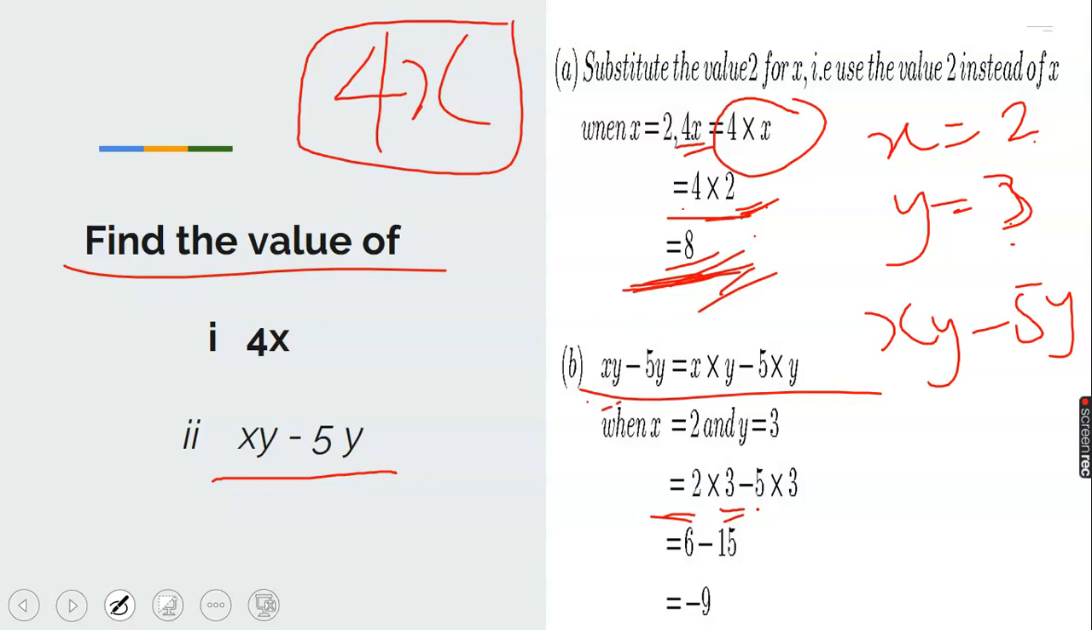What do you have next? Y. That is 5 times what? What is the value of y? 3. Good. That means 5 times 3. Now, look at 6 minus 15. From our knowledge of directed numbers in our previous classes, we know that when a small number is subtracting a larger number, our answer will be negative. Where you use your number line to calculate, 6 minus 15 will be equals to minus 9. That is, the value of this algebraic term is minus 9 when you substitute for x and y.